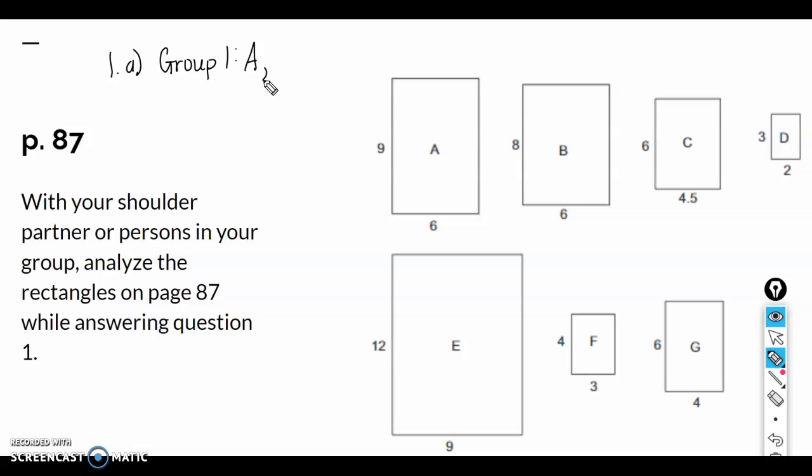I see that A has a ratio of 9/6. If I look, 9/6 can simplify to 3/2. So I see that A relates to B, and B simplifies to 3/2. It also relates to G, because 6/4 simplifies to 3/2. So A, B, and G all have simplified ratios of 3/2.